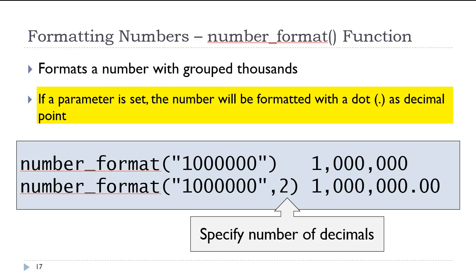This is very useful when you want to display money. Money usually has a .00 at the end. It is more professional to see something like $10 written with a .00 at the end. So the number_format function would be used for that.